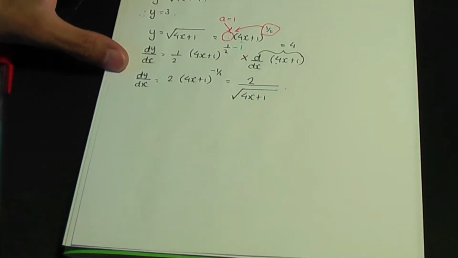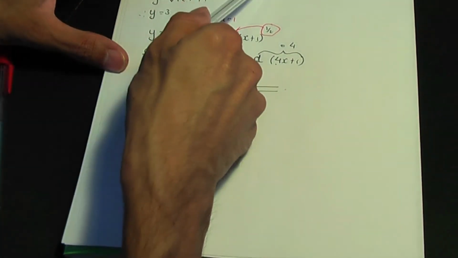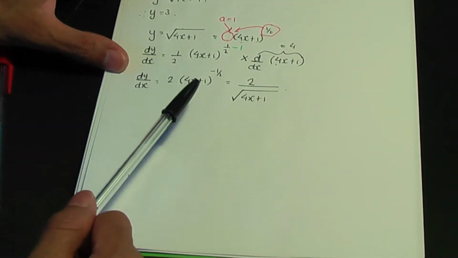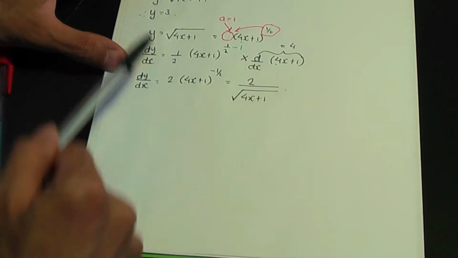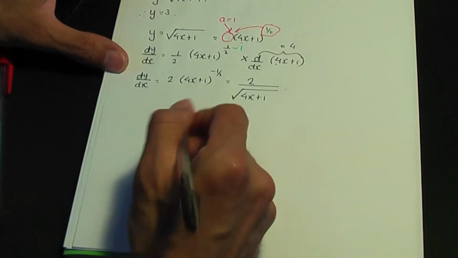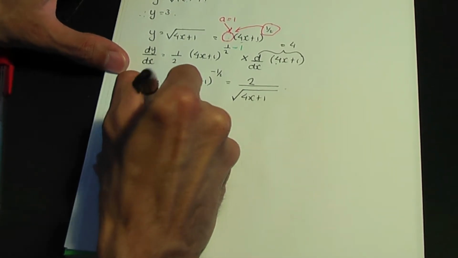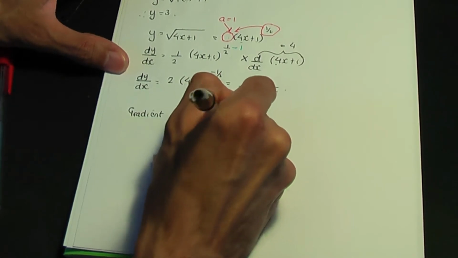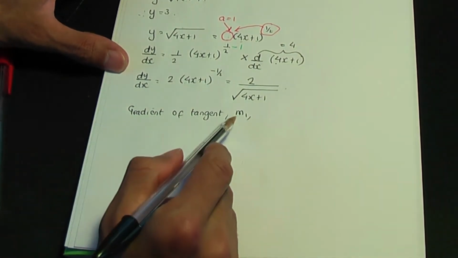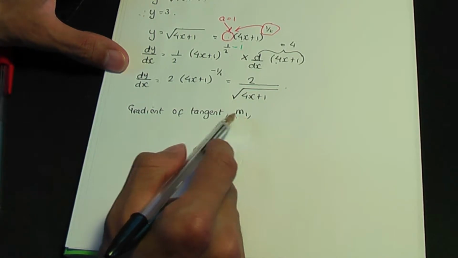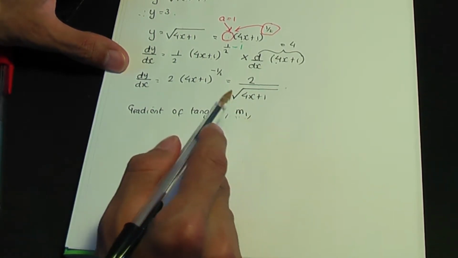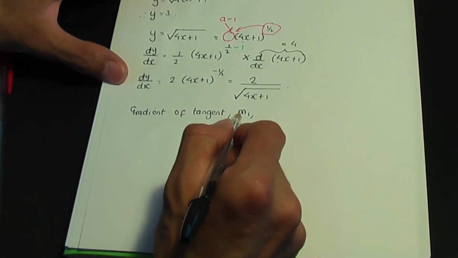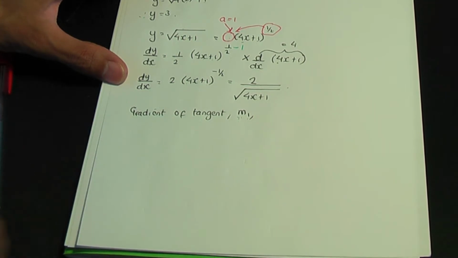Now that we have dy over dx, let's work out the gradient of our tangent. Remember, to work out the gradient of the tangent, you need to replace x, which is 2, in dy over dx. I normally name my tangent gradient m1 and the normal gradient m2. You'll see why I do this soon. So let's work out the gradient of the tangent, m1.